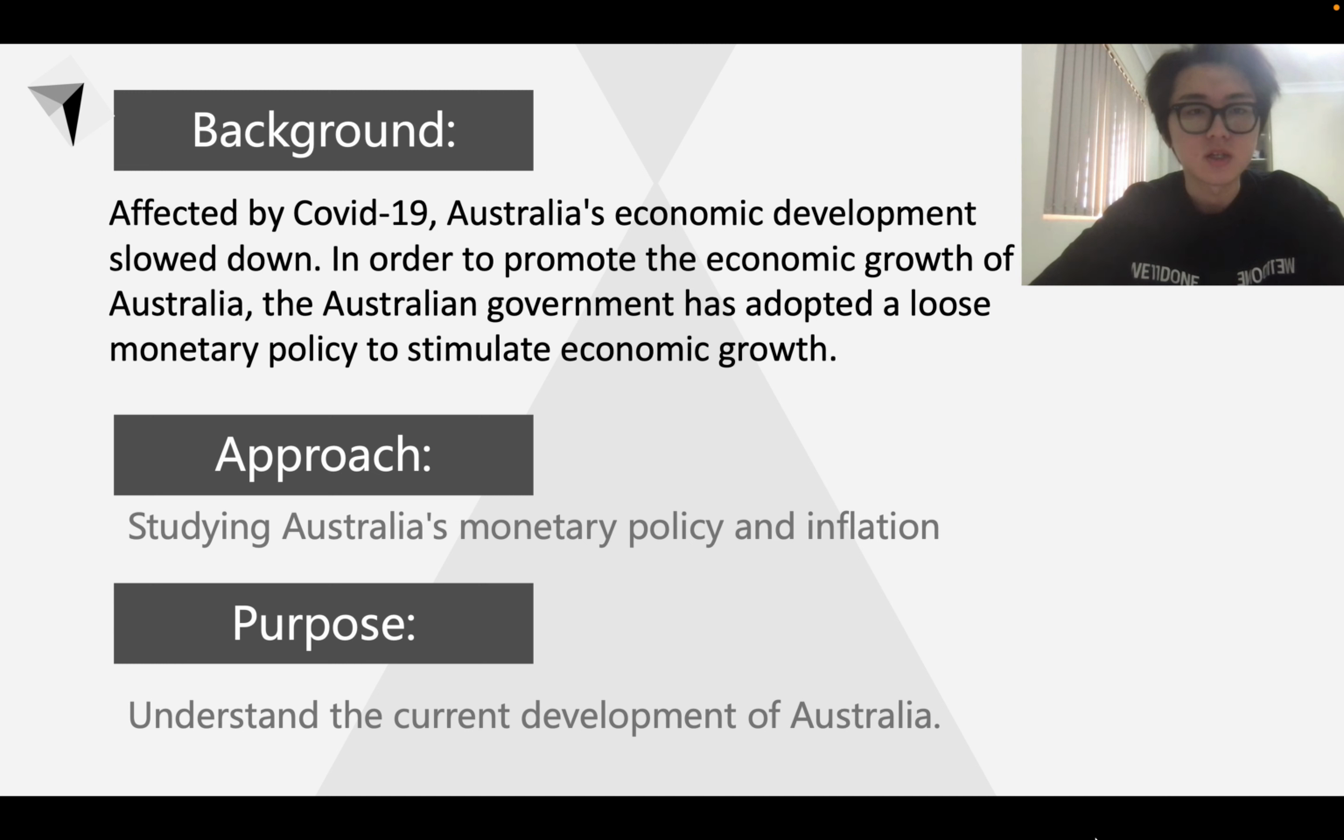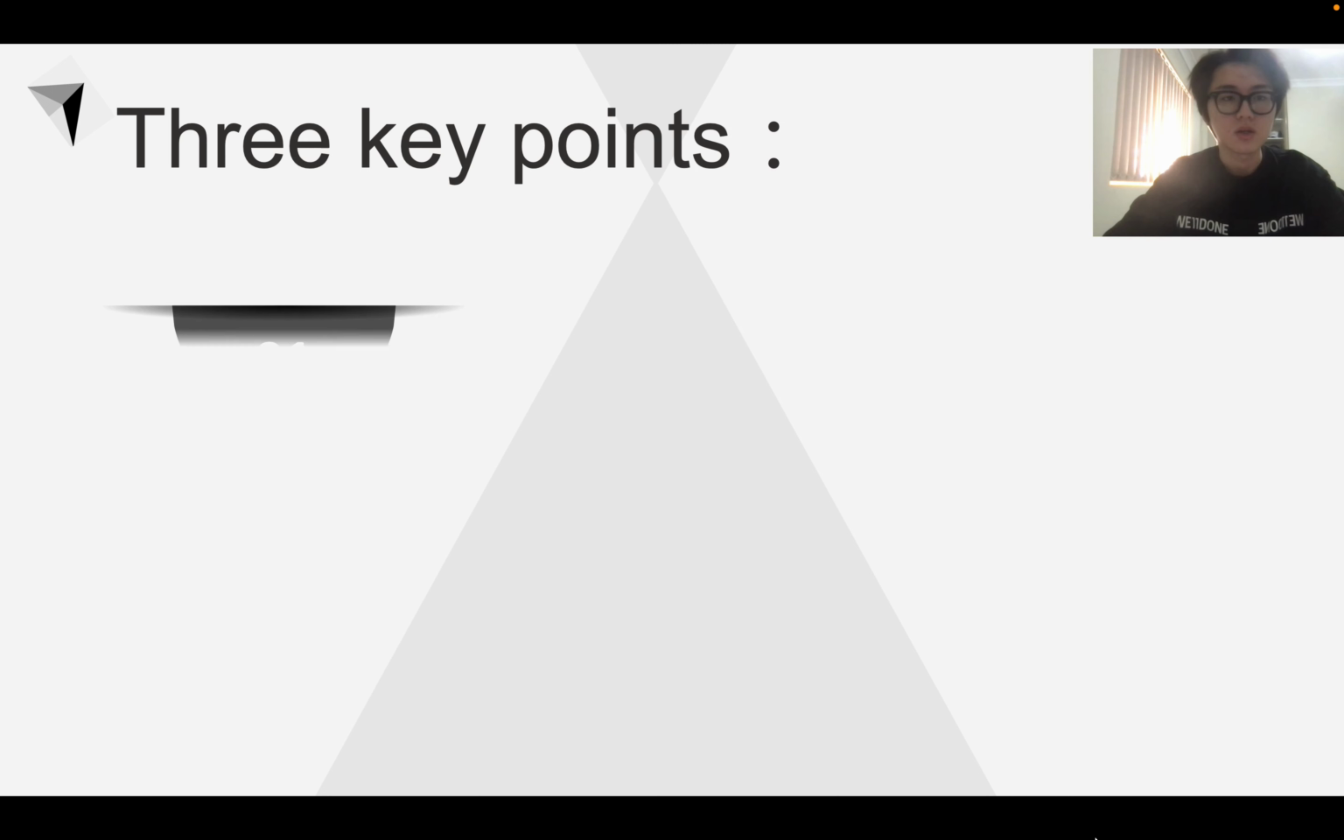Affected by COVID-19, Australia's economic development slowed down. In order to promote the economic growth of Australia, the Australian government has adopted a loose monetary policy to stimulate economic growth. Our approach is studying Australia's monetary policy and inflation, and the purpose is to understand the current development of Australia.